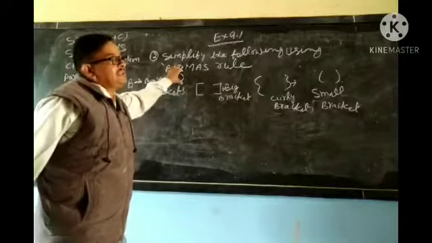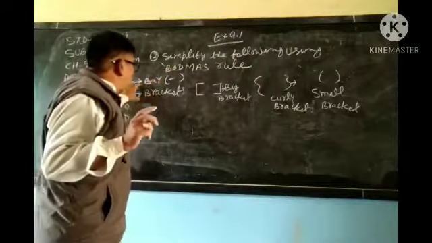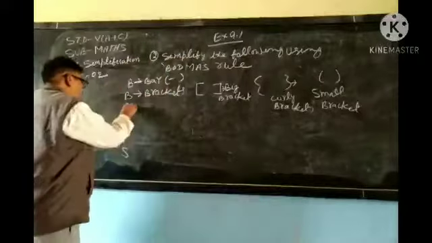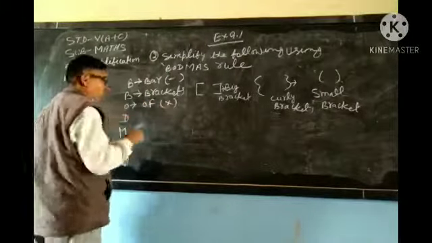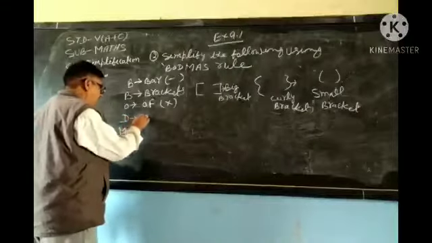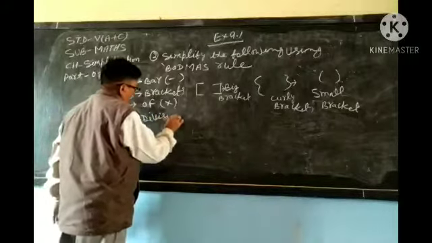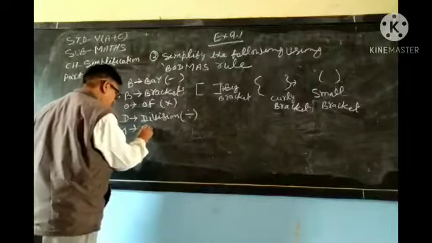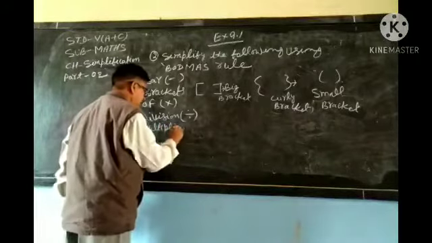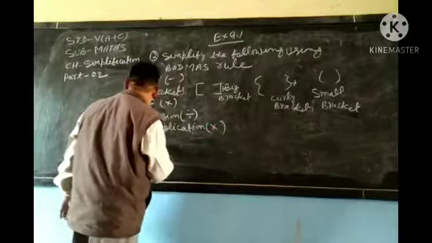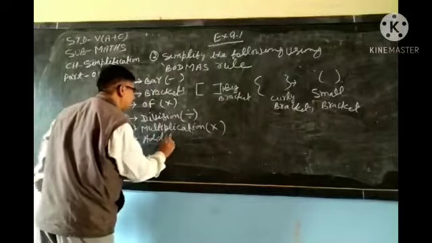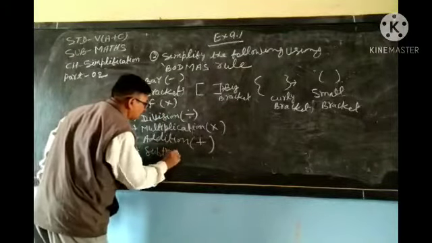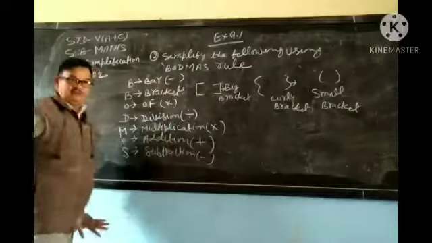So if a bar sign is given, it will start from there. Then brackets: first the small bracket, after that the curly bracket, and then the big bracket. O, O for of. Of means into. If of is given first, it will go better. D for division. M for multiplication. A for addition, plus. And S for subtraction. Please, it is clear? This one I have discussed.